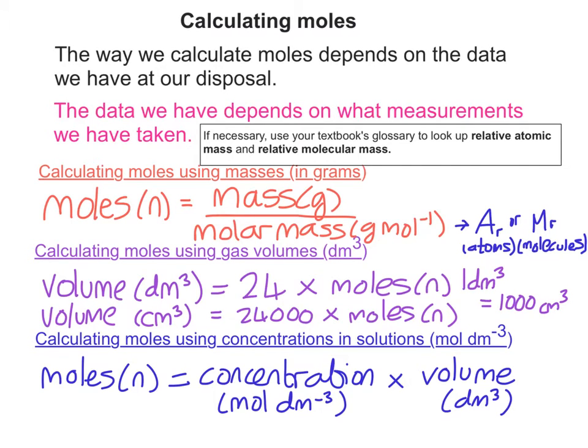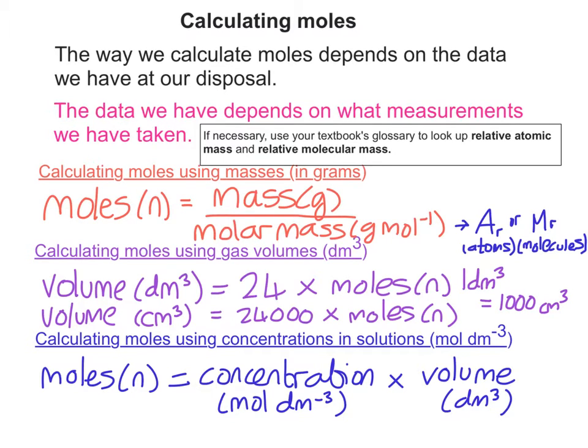And finally, if we're calculating moles using concentrations in solutions, which will be given to you as moles per decimeter to the minus 3, the moles is calculated by multiplying the concentration in moles per decimeter to the minus 3 by the volume in decimeter cubed.